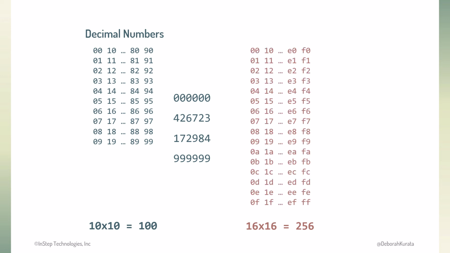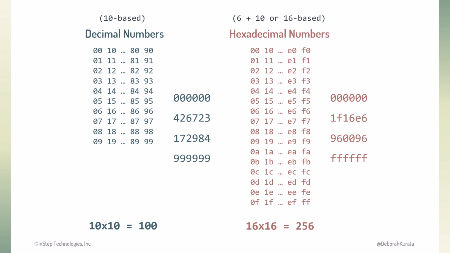Perfect! But we don't have digits beyond 0 through 9. So we'll use letters to represent the 6 additional numbers. A numbering system based on 16 is called hexadecimal, or just hex. Now we have a short and easy-to-parse way to describe RGB values with 3 concatenated numbers. Here are some examples. The first 2 characters represent the amount of red, the second 2 characters the amount of green, and the third 2 characters the amount of blue.